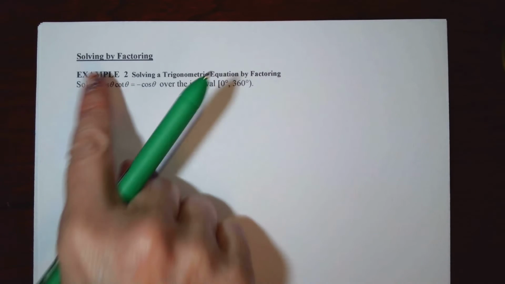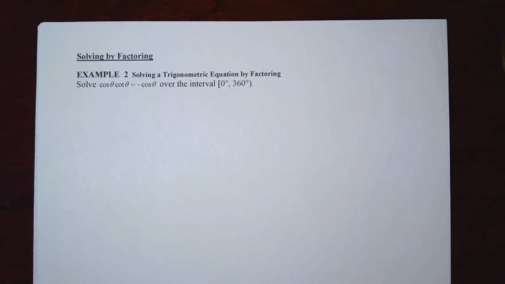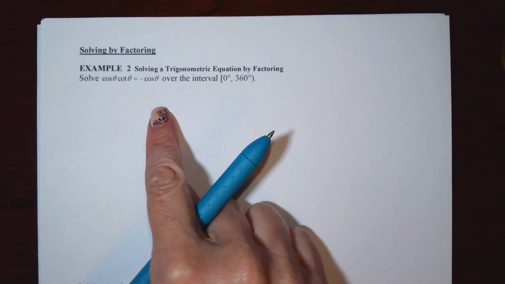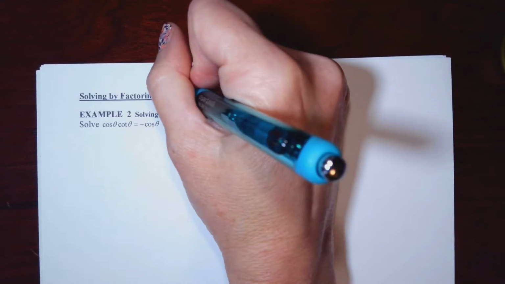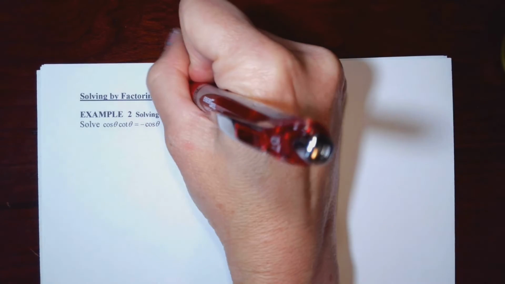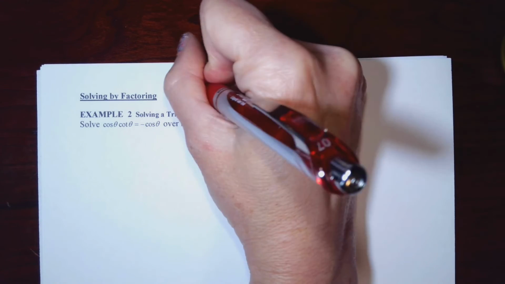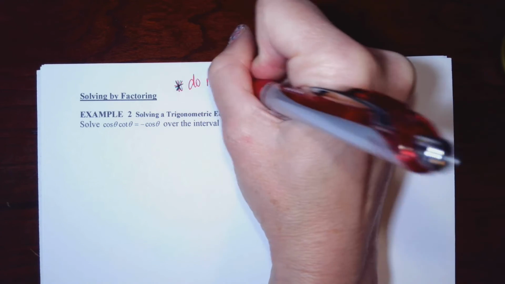All right, our title here lets us know that we're going to be solving by factoring to find the solutions for these angles. Now, one thing to make note of that you need to keep track of, and let's change colors to make it red: do not divide by a factor.